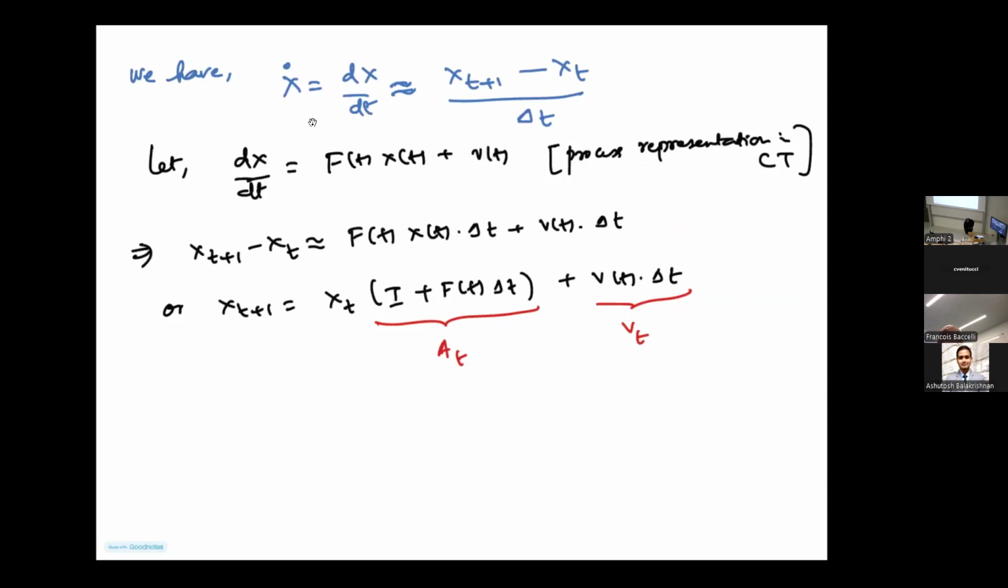Also, if we see the differential equation, that is x dot, which is dx by dt. So this is approximately x(t+1) minus x(t) by del t. If we perform some algebraic manipulations, what we observe is that a continuous time equation can be mapped to a discrete time equation such that the variable A is now I plus F del t. And similarly, this is the process noise, which now gets multiplied with del t.